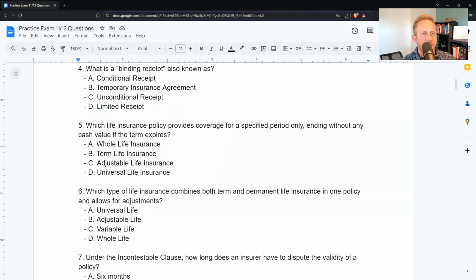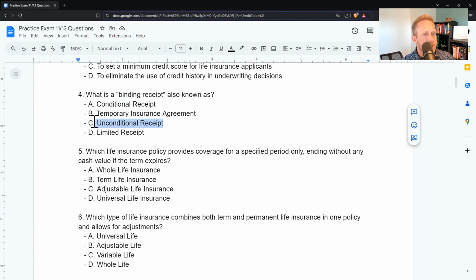What is a binding receipt known as? Is it a conditional receipt, temporary insurance agreement, an unconditional receipt, or a limited receipt? The correct answer is C. It's an unconditional receipt. So a binding receipt is also known as an unconditional receipt, granting immediate temporary coverage. It's immediately bound. Coverage is bound immediately.